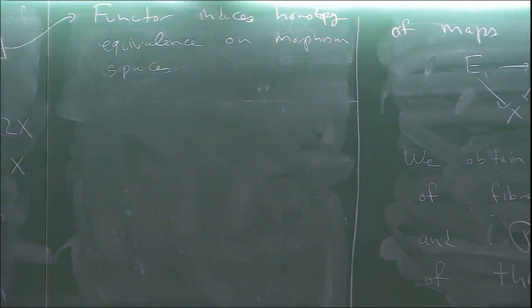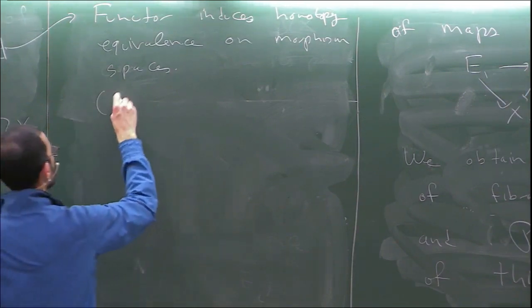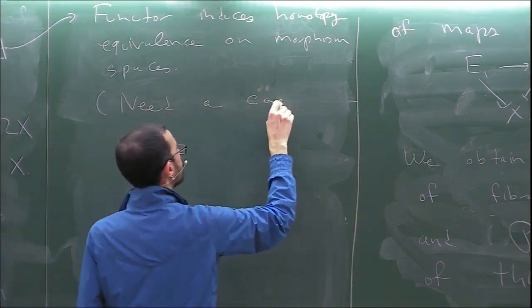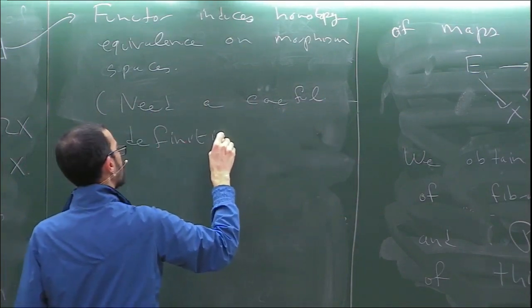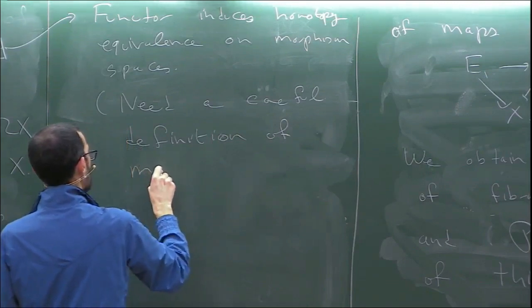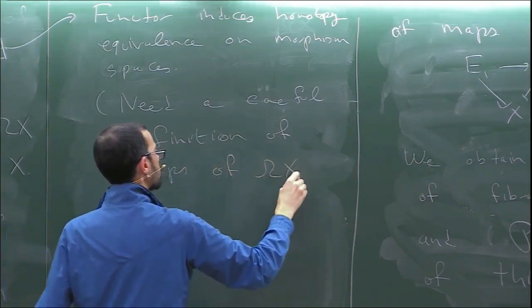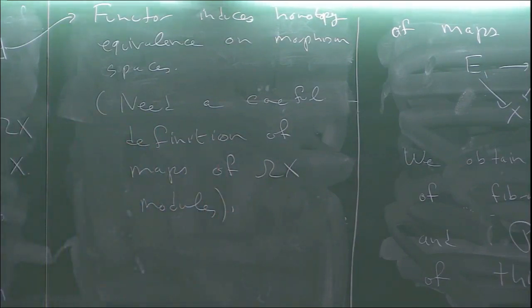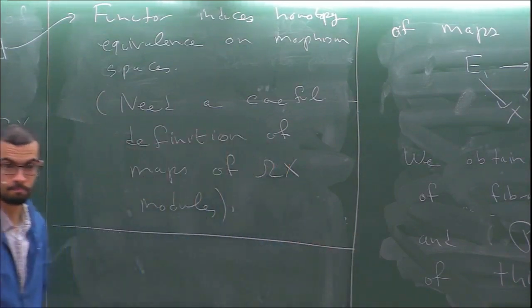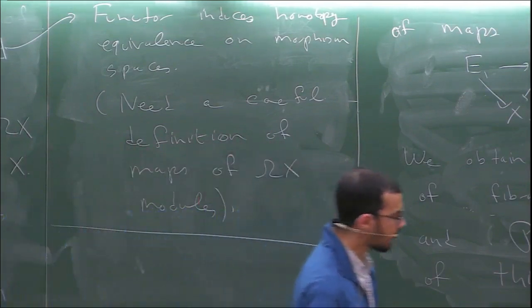And roughly speaking, here it's clear what I mean, and here it is not completely clear what I mean, because you really have to be careful with how you define maps between such spaces. So you need a careful definition of maps of omega X modules. Okay? So that's where we stand.